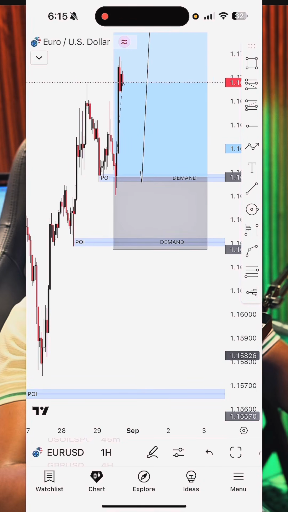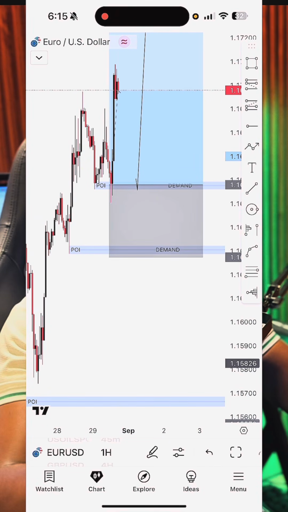So how does this strategy work? Very, very simple and straightforward. When a demand zone is created, you wait for price to come down and tap the zone again. You wait for a reversal. What do I mean? Let's use this as an example.